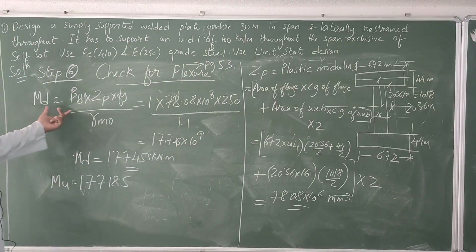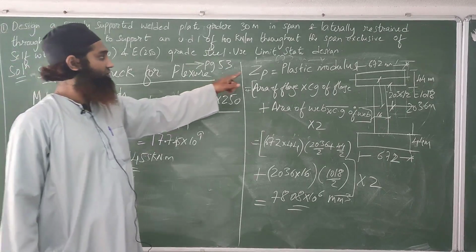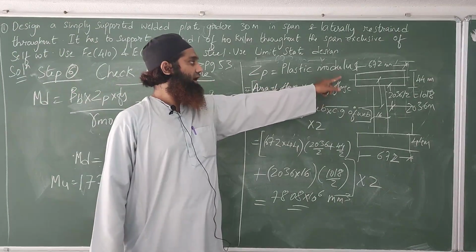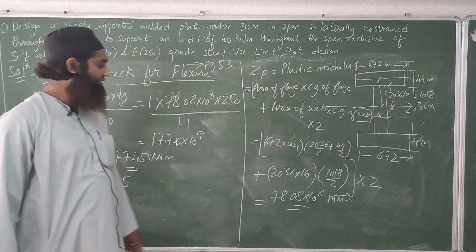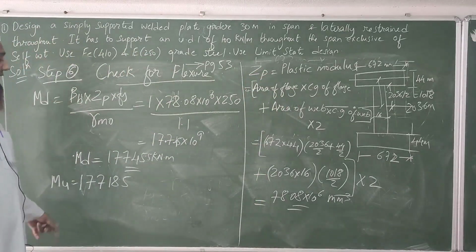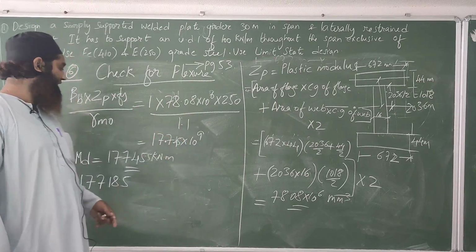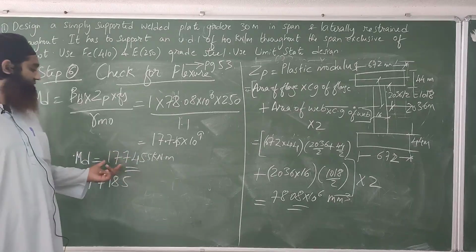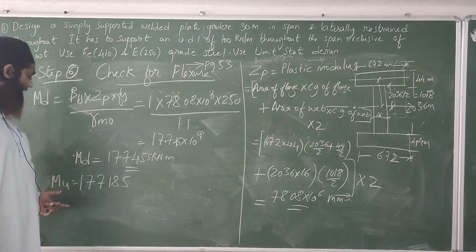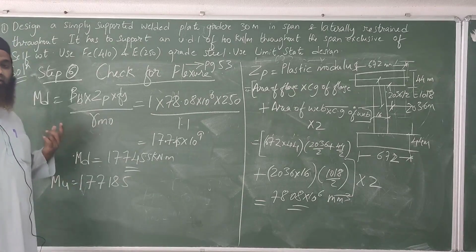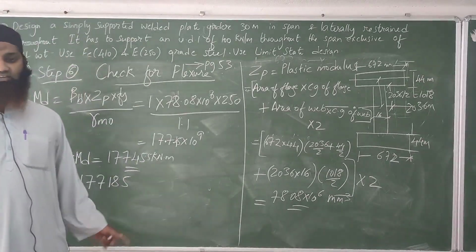The design moment is equal to BB into ZP into Fy by gamma M0. We have got these values. We have just calculated the ZP plastic modulus, area of flange into CG of flange. We have done all this. We have got this value 78.08 into 10 to the power of 6. I've substituted those values here and got 17.74 into 10 to the power of 9. I've converted into kilonewton meter and got 17745.5 kilonewton meter. And Mu, which we had designed in the starting, we had got as 17718.5. So anyway, this is safe in flexure also.